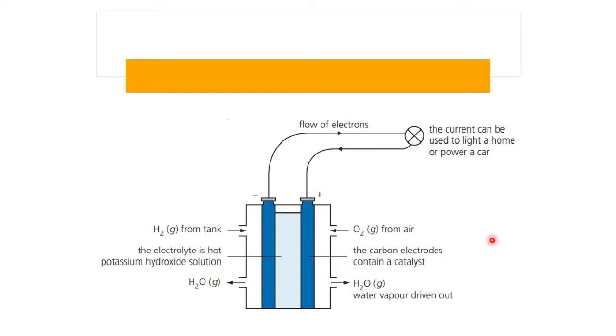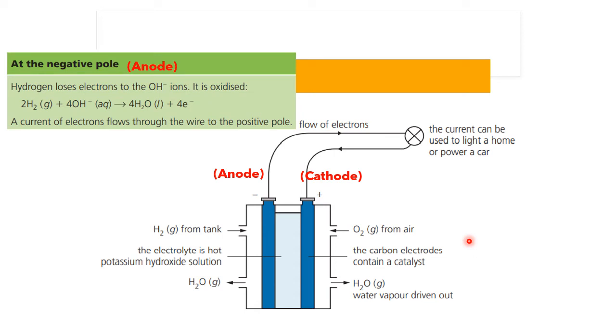At the negative pole, hydrogen loses electrons to the hydroxide ion. It is oxidized, therefore it will release electrons. So this is the half equation: hydrogen gas reacts with hydroxide ion to produce water and release electrons. A current flows through the wire to the positive pole.